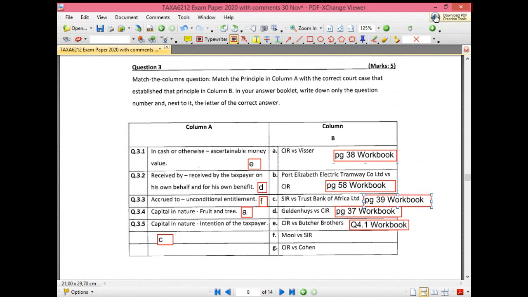Okay, do you guys have any questions on question number 3?